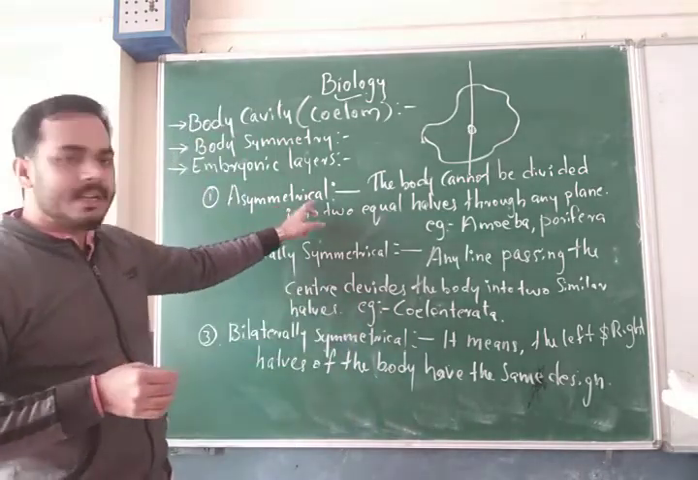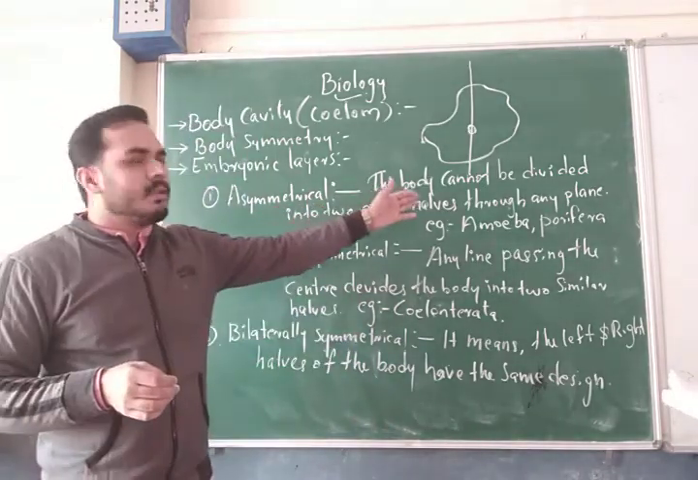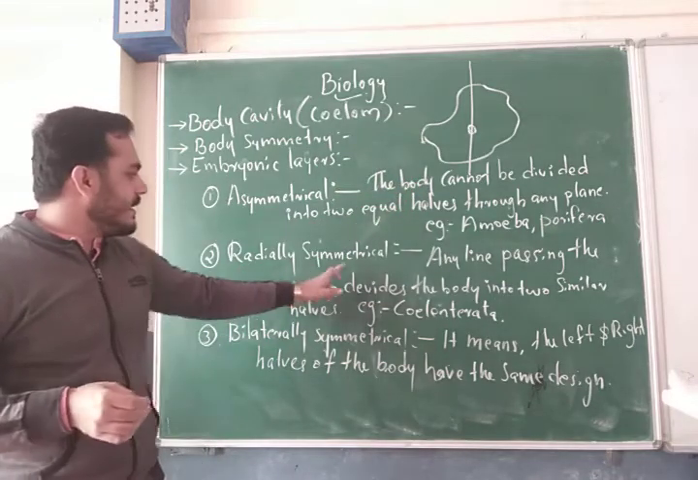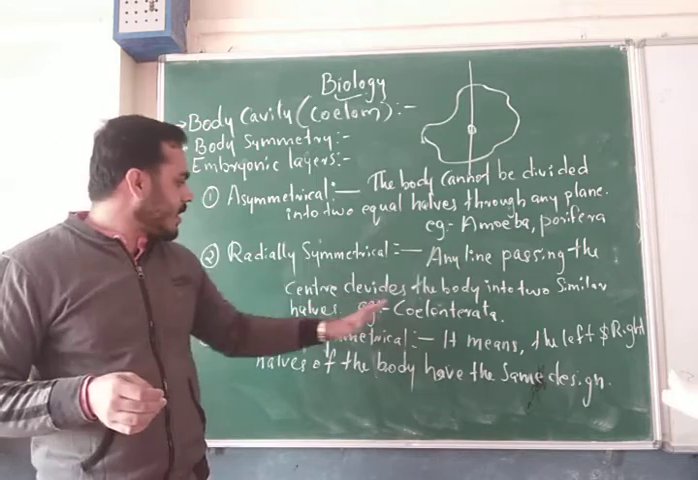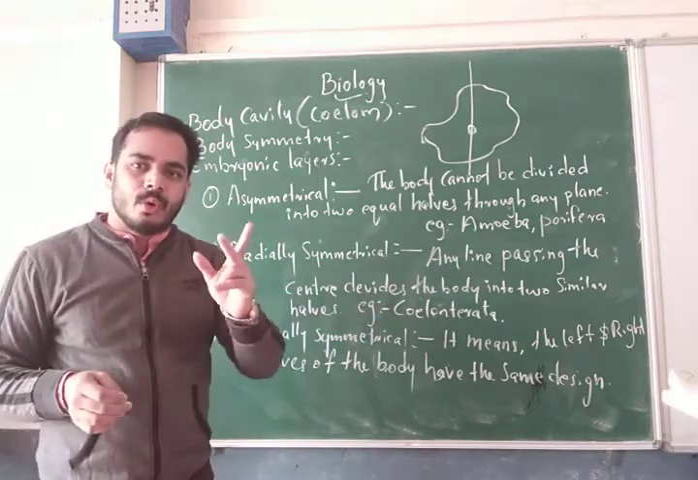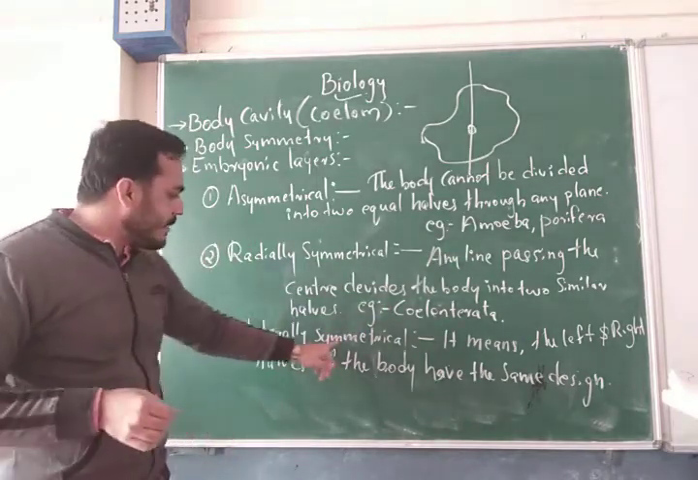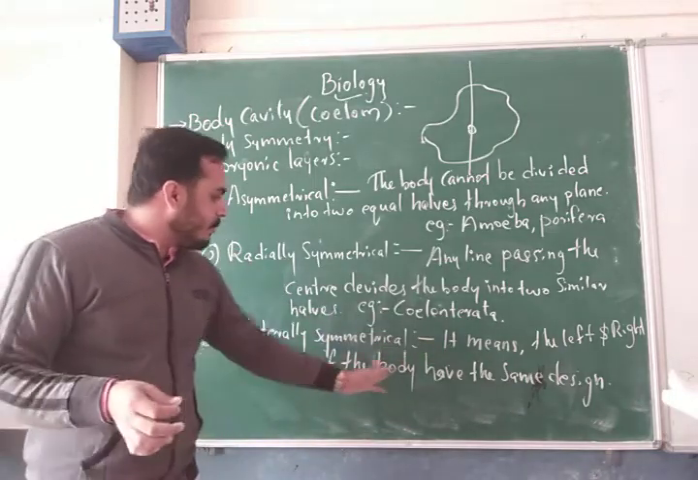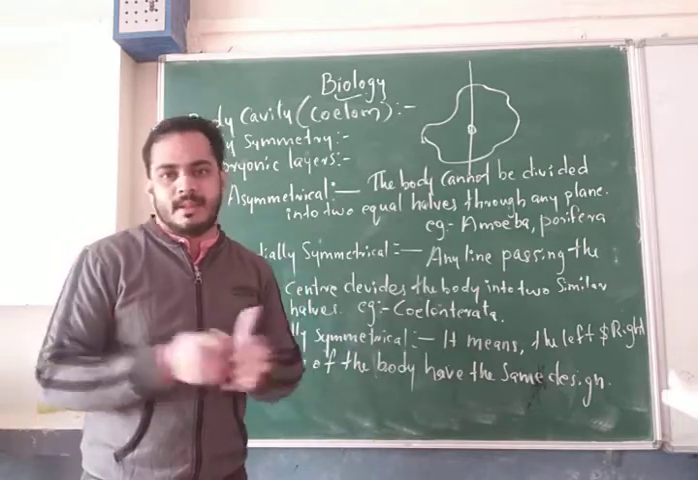I repeat again, body symmetry is classified into three. The first one, asymmetrical: the body cannot be divided into two equal halves. Radially symmetrical: a line passing through the center divides the body into two equal halves. Bilaterally symmetrical means the left and right hand sides both have the same design.